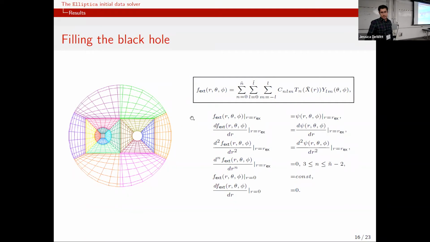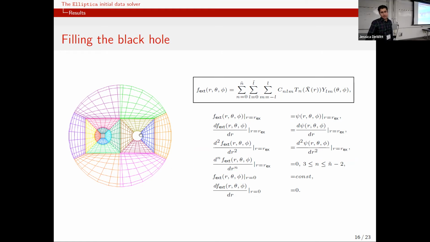The way that we find these coefficients is by requiring a smooth transition when you are crossing this horizon. For that, we require the value of the field to be continuous, and also the first and second derivatives of the field in the radial direction to be continuous. For the higher derivatives, we set them to 0.